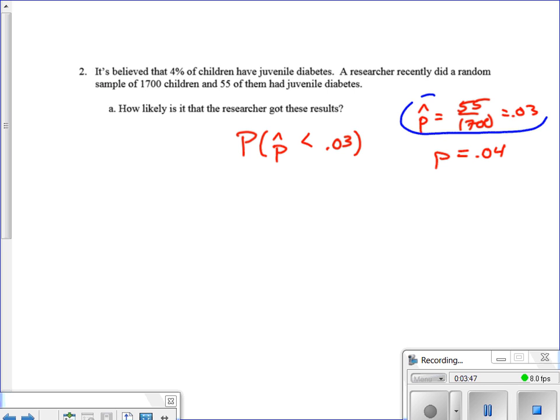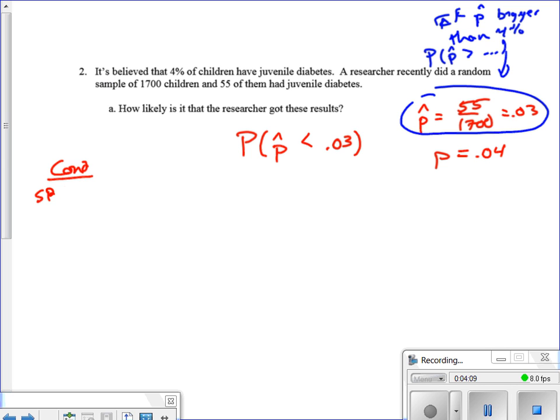If p hat was bigger than the 4%, then our probability statement would have been the probability that p hat was bigger than whatever we got. Right? It's always the probability we got our result or something more extreme. All right, quickly run through the conditions. SRS, that's given. We need to make sure there are more than 17,000 children, not children with diabetes, just children, because it's out of the children, how many of them have diabetes. Then we need to do n times p, so 1,700 times 0.04.